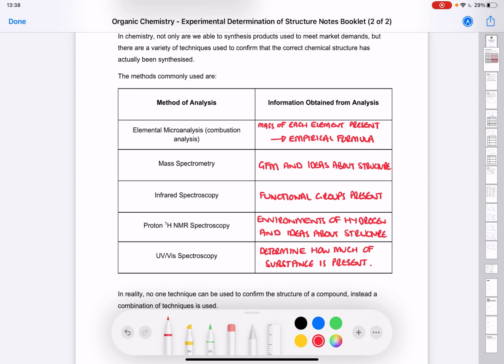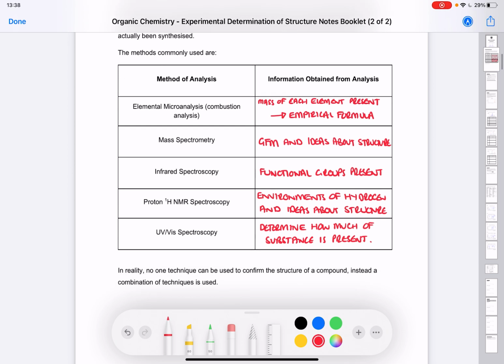So we will be looking at each of these in more detail. So we will look at elemental microanalysis and mass spectrometry today because they are often asked together. Then we'll do a lesson on infrared spectroscopy, a lesson on proton NMR spectroscopy, and then we'll just finish by touching on ultraviolet or visible spectroscopy.